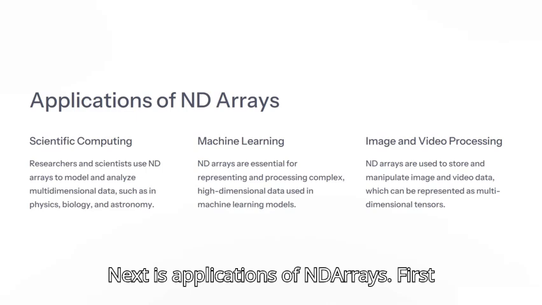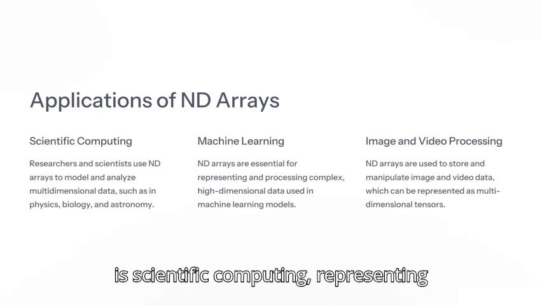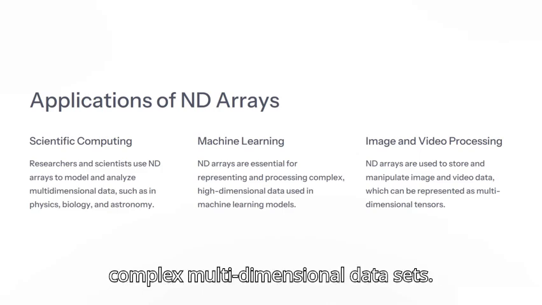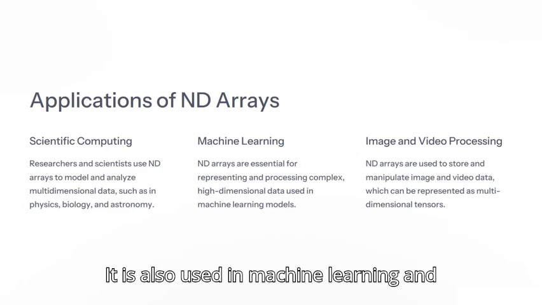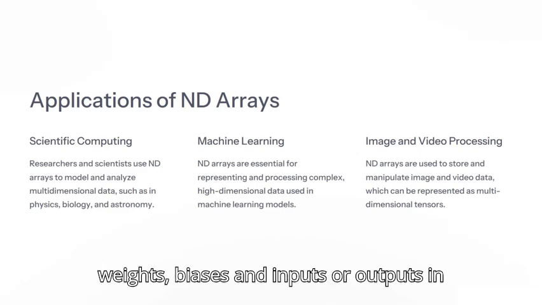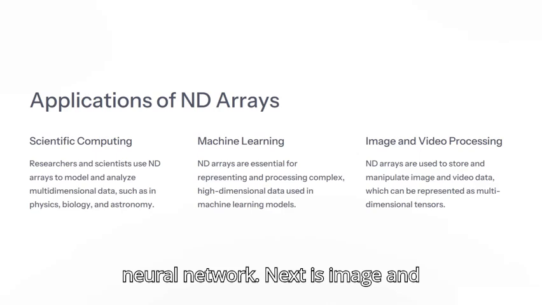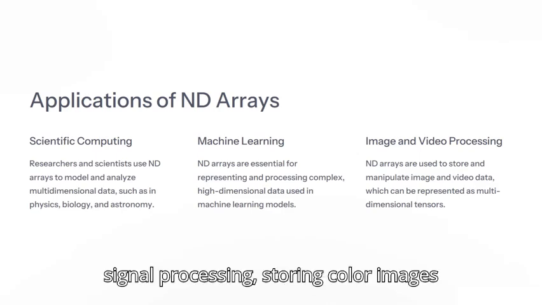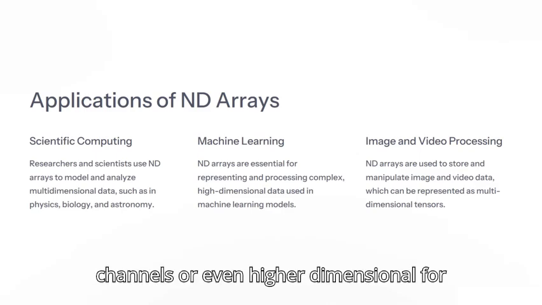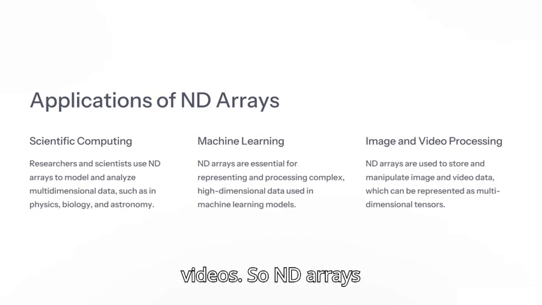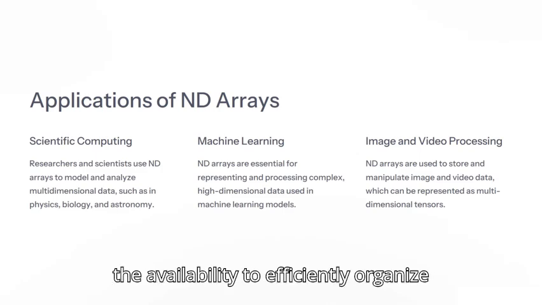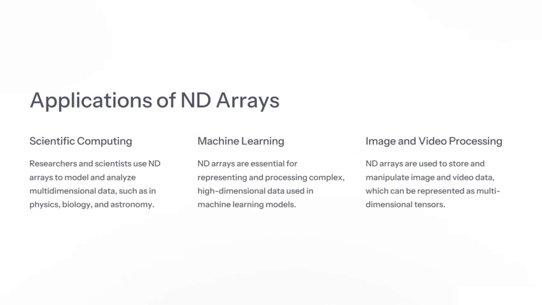Next is applications of ND arrays. First is scientific computing, representing and manipulating matrices, tensors, and complex multidimensional data sets. It is also used in machine learning and deep learning by representing tensors of weights, biases, and inputs or outputs in neural networks. Next is image and signal processing, storing color images as 3D arrays like height, width, and color channels, or even higher dimensional for videos. So ND arrays are critical in various domains due to their ability to efficiently organize data across multiple dimensions.